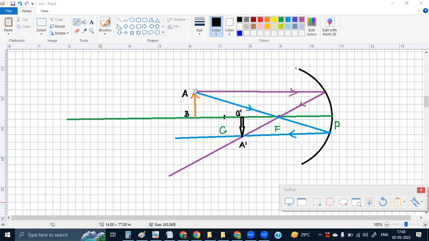When the object is beyond the center of curvature, the image is formed between the center of curvature and the principal focus of the mirror. These are the characteristics of the image formed by a concave mirror when the object is placed beyond the center of curvature.